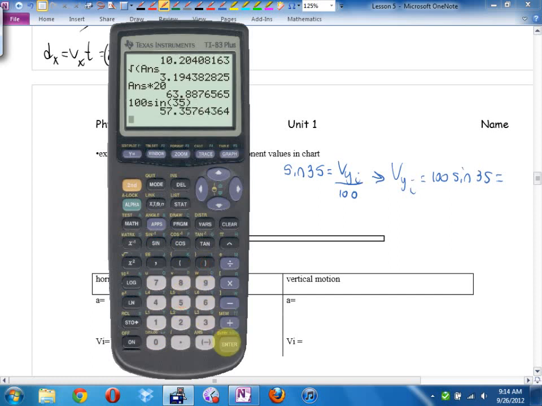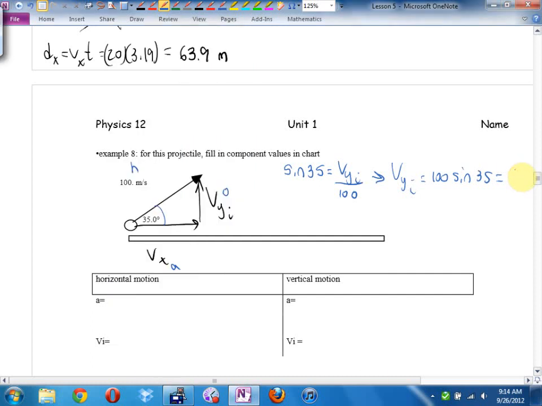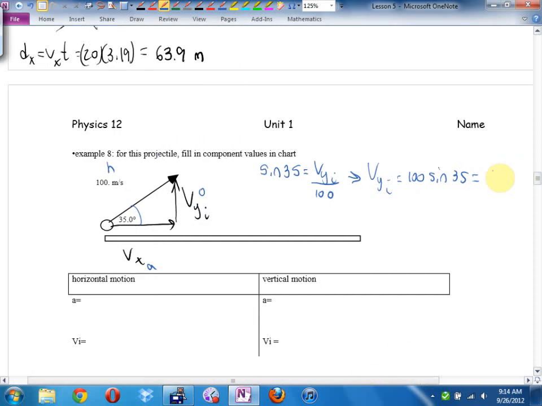57 point. Well, you know what? This is not an answer they asked me to find, is it? So I'm going to carry a few extra sig figs here because it's not a final answer. 57.36, I think. Because I'm going to be using this to find other answers. So I'll carry a few extra sig figs.